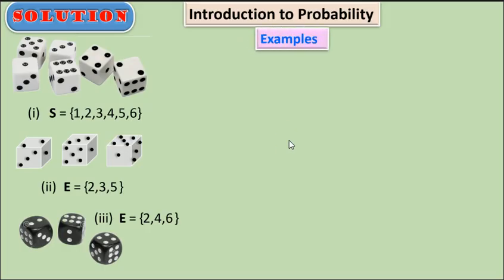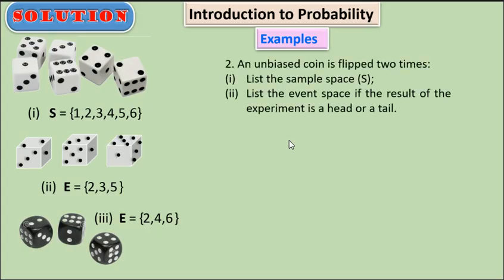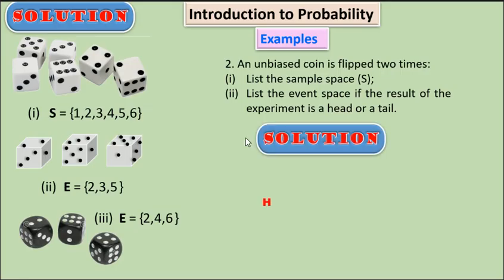Then look at another example. Example number 2, an unbiased coin. Unbiased means they have equal probability for any side of the coin to show up. There is no bias at all. It's flipped 2 times or twice. Number 1, list the sample space. Number 2, list the event space if the result of the experiment is a head or tail. Now let's solve this question together.